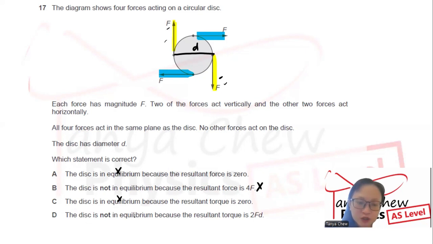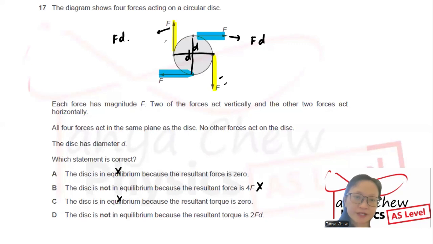What about D? The disc is not in equilibrium because the resultant torque is 2Fd, which is true, right? Because of the moment produced by this couple. How to find the moment produced by a couple? First, you take the magnitude of one of the two forces times the perpendicular distance between the two forces, Fd. The other moment produced by this couple will be Fd as well. So Fd plus Fd, you get 2Fd. D is the answer.